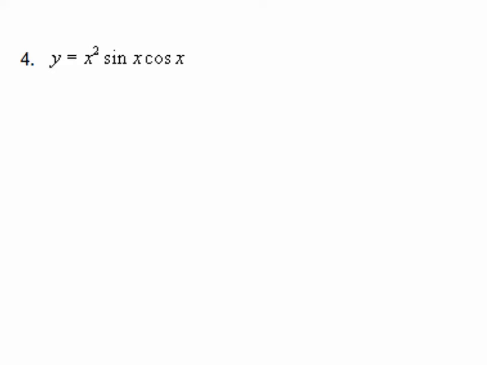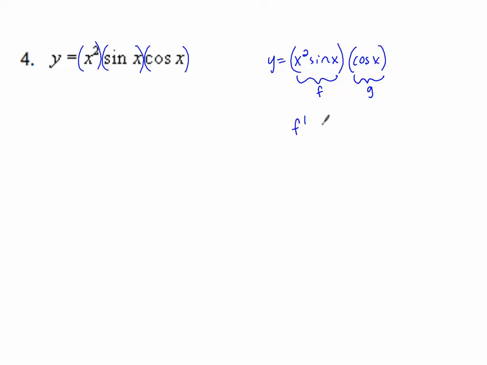Next one, we have x squared times sine x times cosine x. So I could think of this as if it's y equals x squared sine of x times cosine of x. Call this function the f and this function the g. And then when I need to get into the derivative of f, so when I need f prime, I'm going to then split it up into two other separate functions. Maybe call this u and call this v, and f prime will be u v prime plus v u prime.